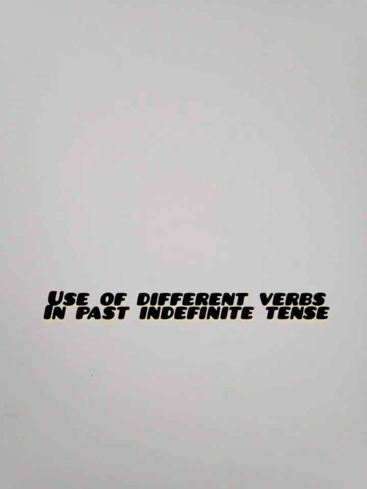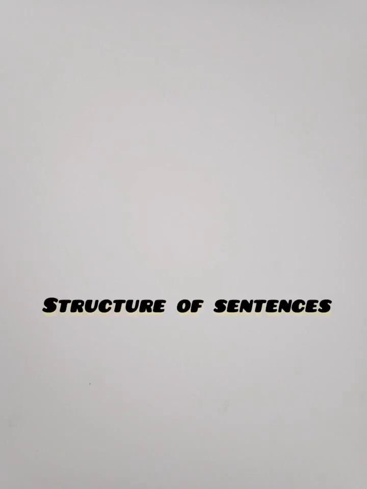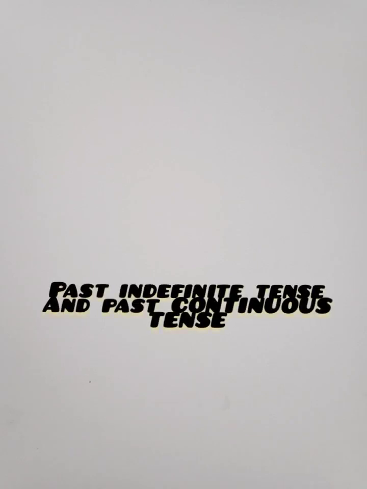Use of different past verbs in past indefinite tense and past continuous tense. Let's see an exercise about different tenses. What would be the structure of past indefinite tense and past continuous tense, and what is the use of verb in these both tenses? Verb is work.